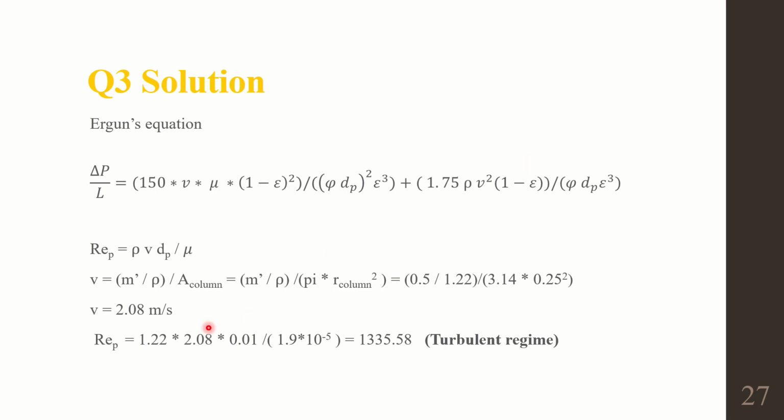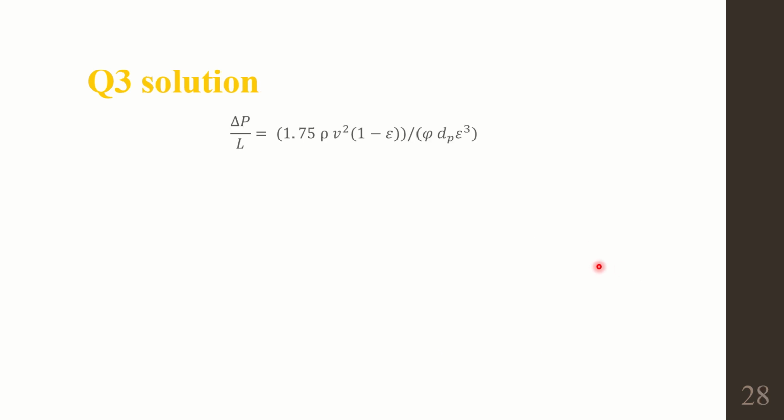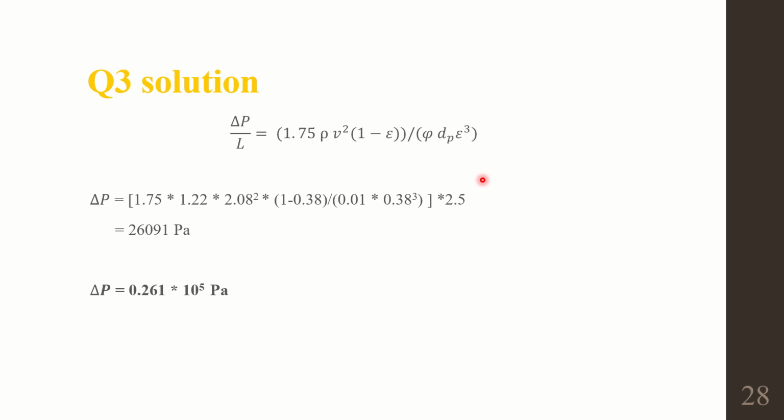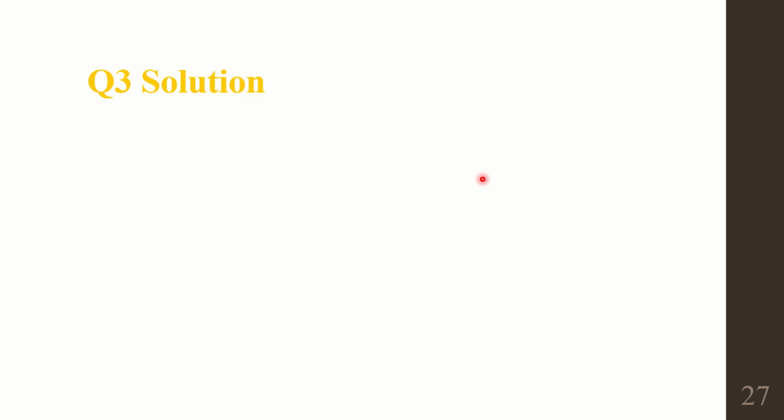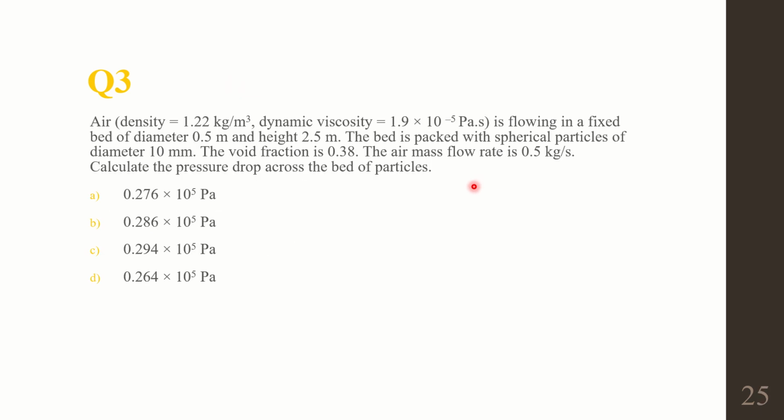Using the Reynolds number, we get the turbulent regime. Because it is under the turbulent regime, we use the latter part of the equation, which is 1.75 rho v square (1 minus epsilon) by phi dp epsilon cube. This is the simplified version for the turbulent or Newton's regime. On substituting all the known values in this equation, we get the pressure drop as 26,091 Pascal, or 0.261 into 10 power 5 Pascal, which is option D, I guess, 0.264 into 10 power 5 Pascal or so.